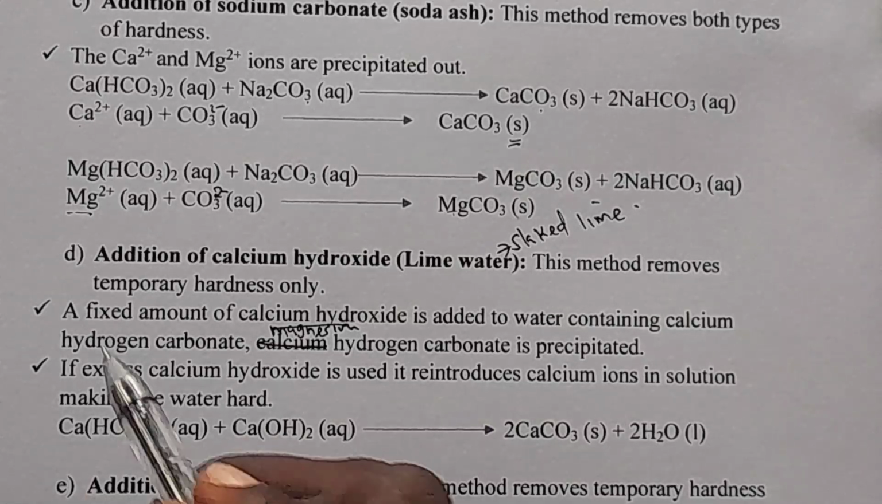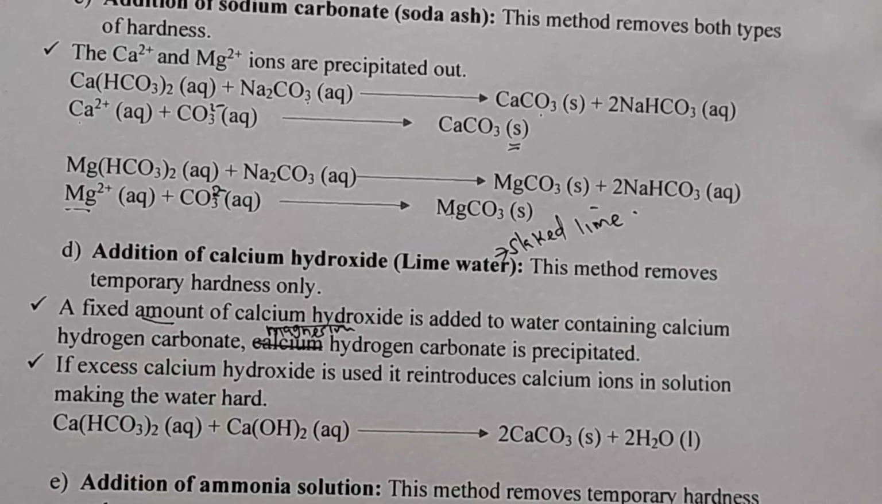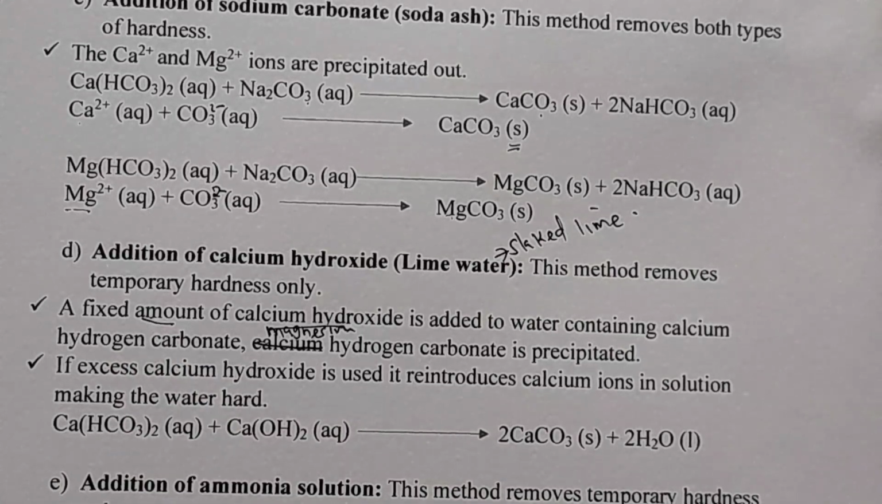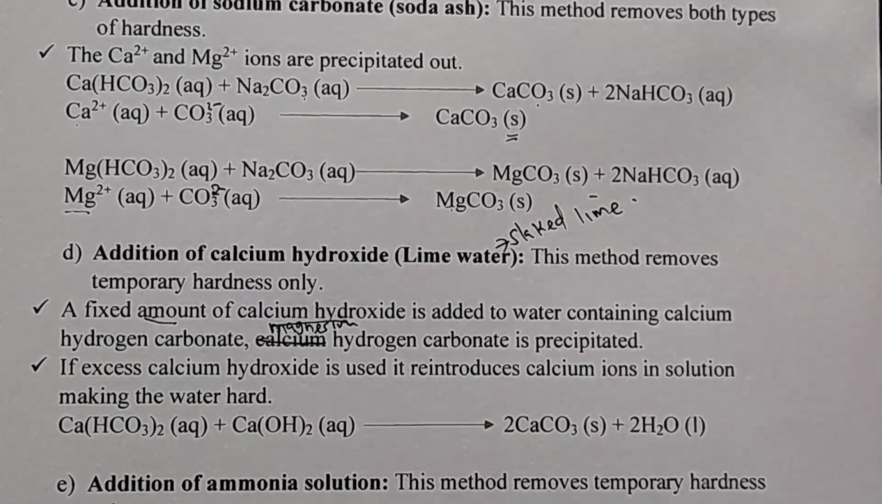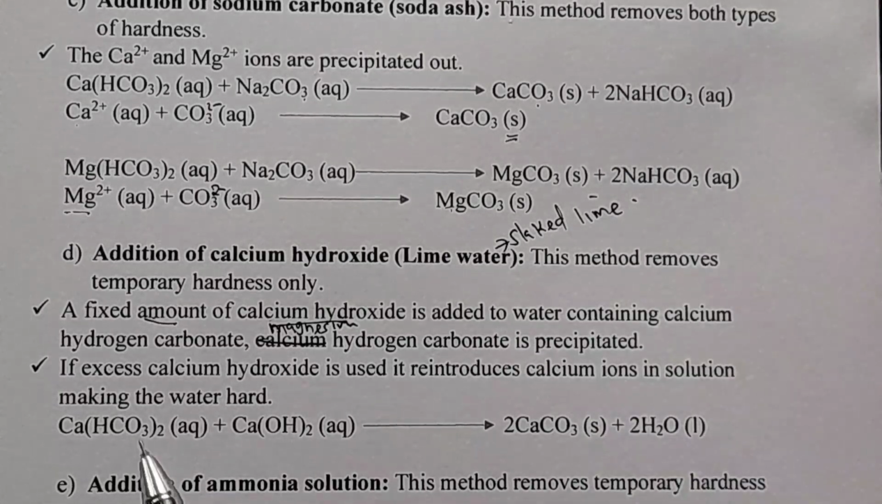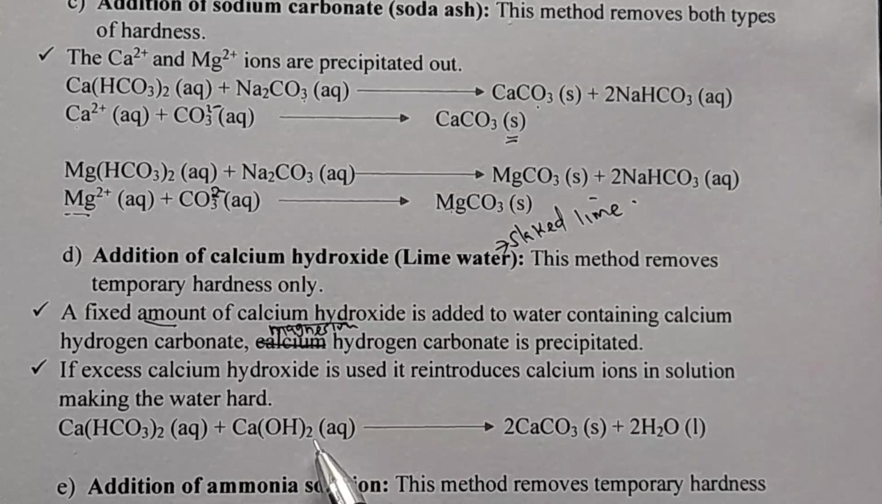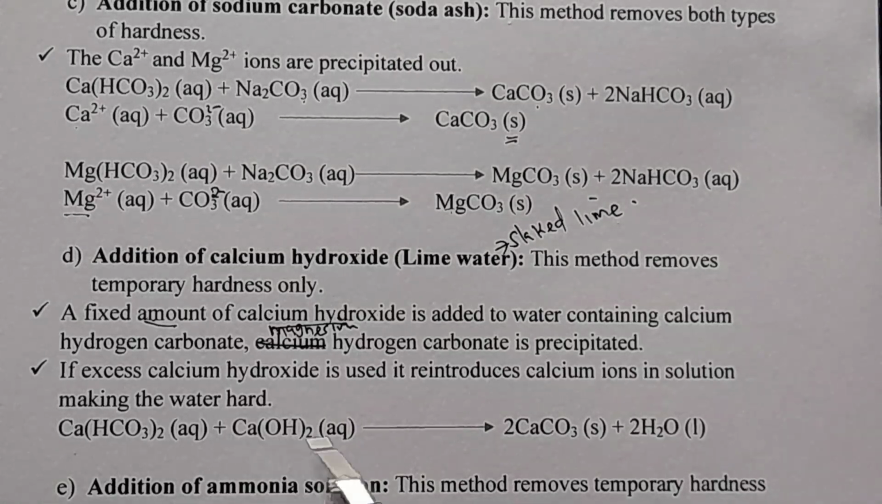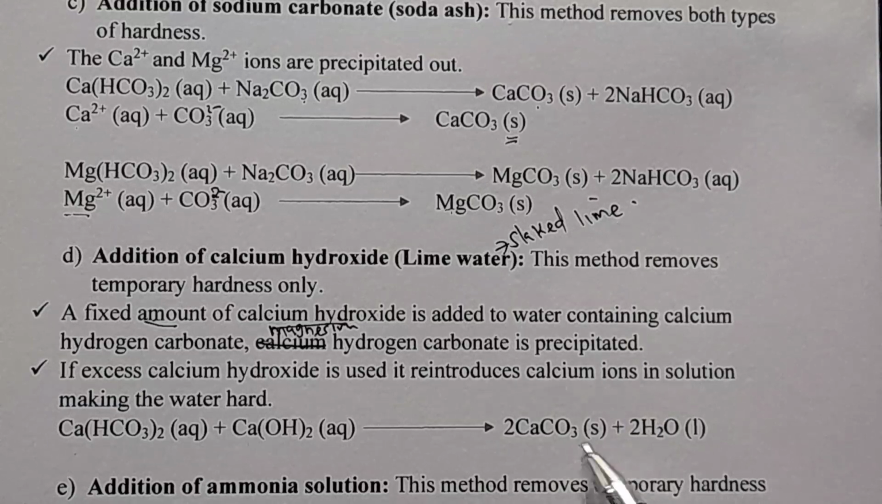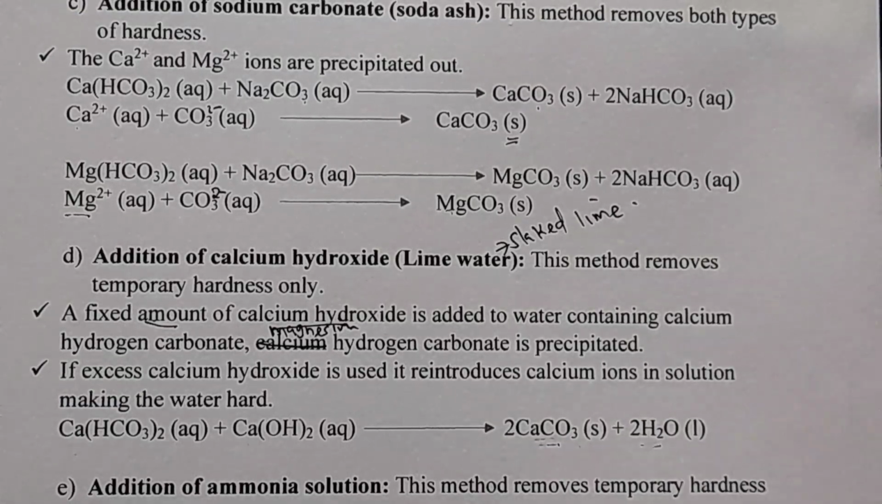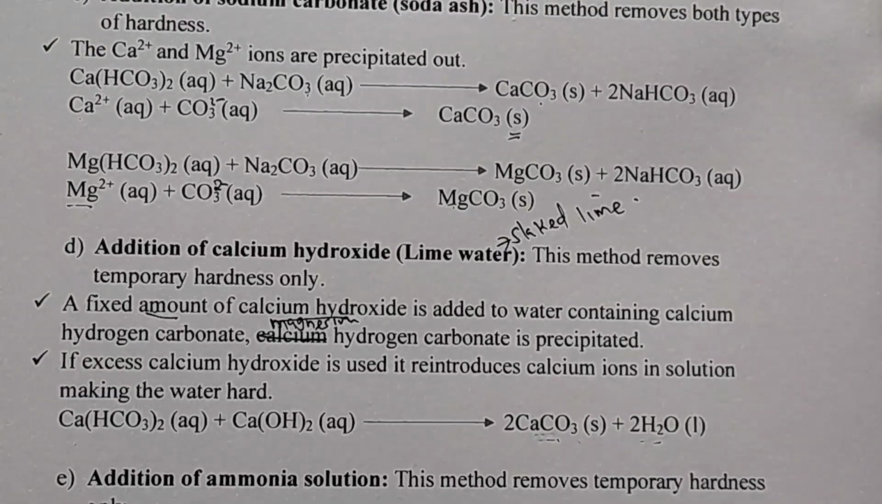So you are told a fixed or known amount of calcium hydroxide should be added to the hard water. The equation for this is calcium hydrogen carbonate reacting with a treated amount of calcium hydroxide, giving you calcium carbonate, which is precipitated out, and also water. So the water formed is softened like that.